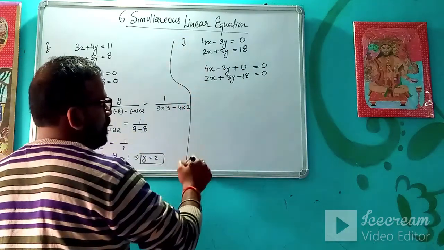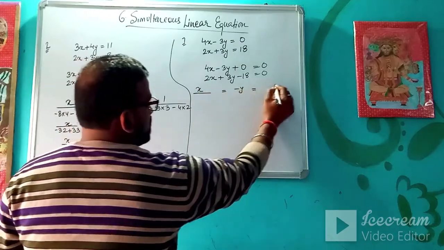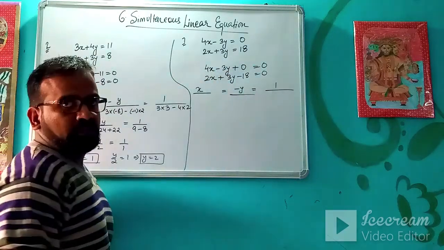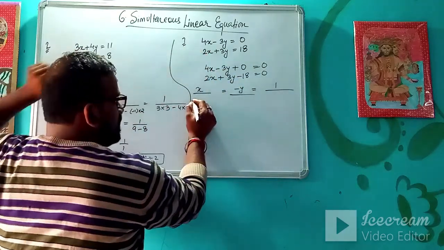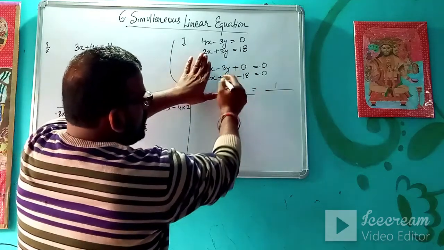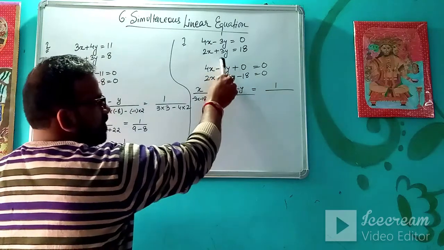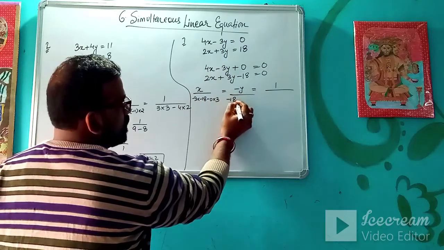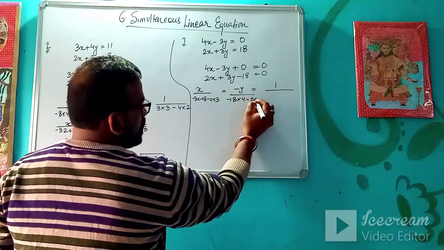Next, what we are going to do, x, this is minus y and this is 1. So for x, we will hide the coefficient of x, this I have hidden, then it will be minus 3 into minus 18 minus 0 into 3. Okay. Then for finding the y, this I will hide. So what I will get, minus 18 into 4 minus what is left, 0 into 2.